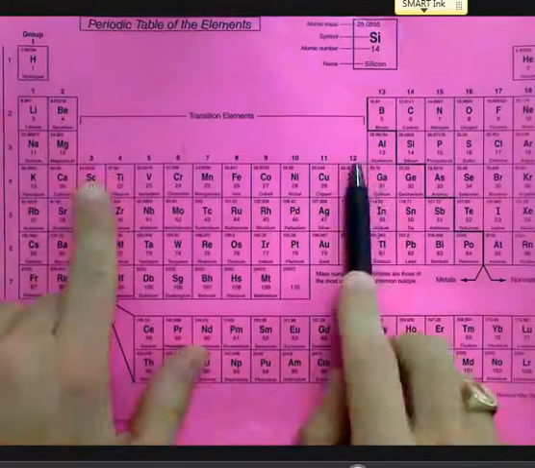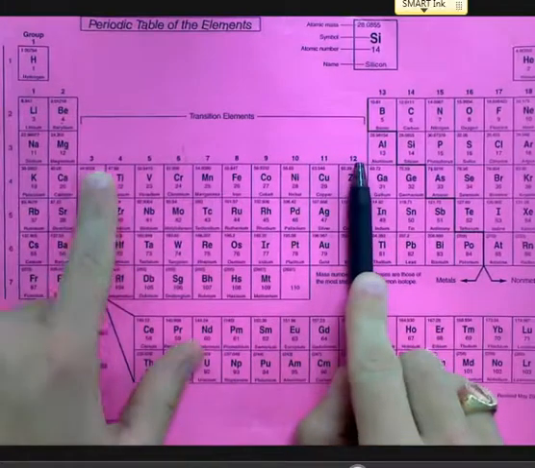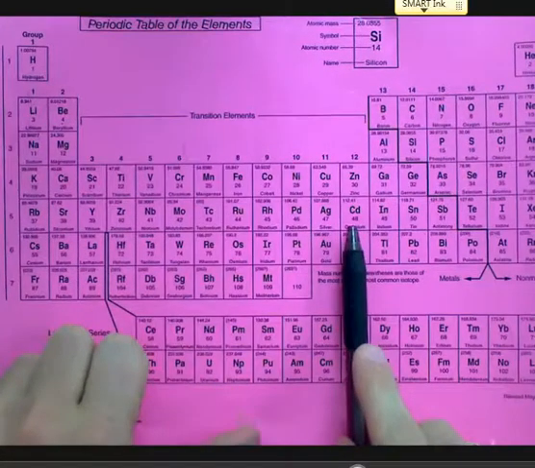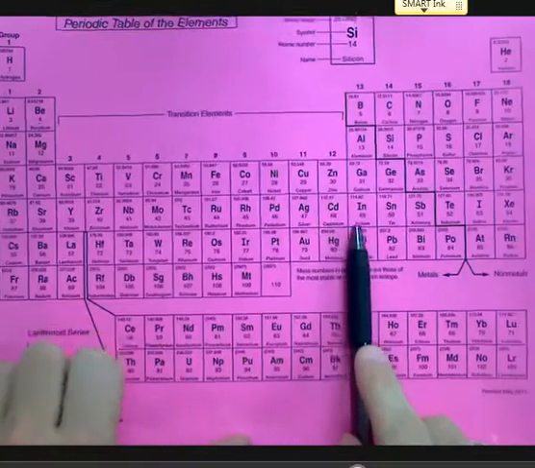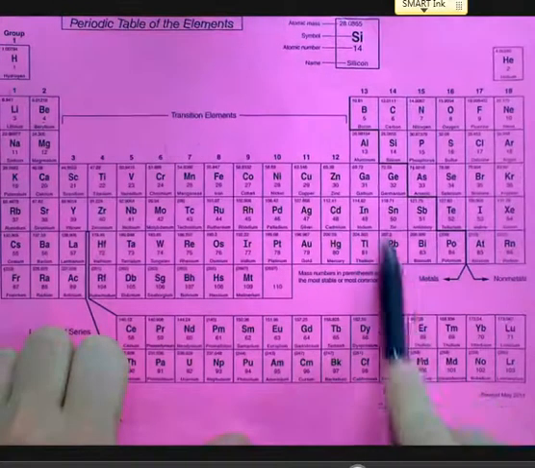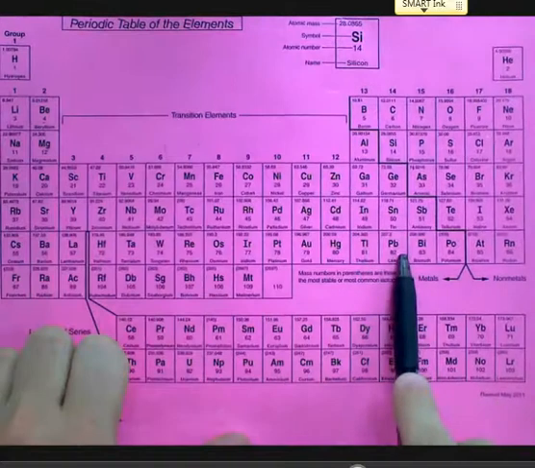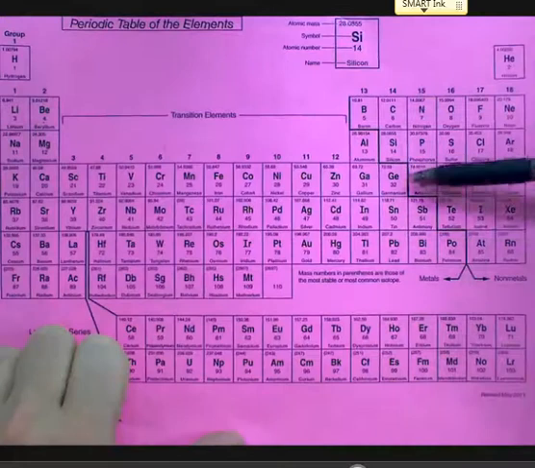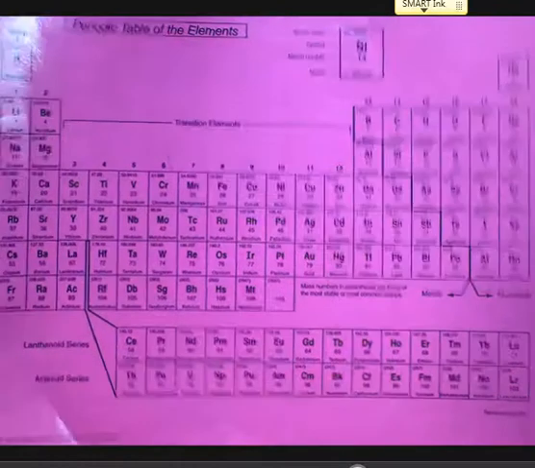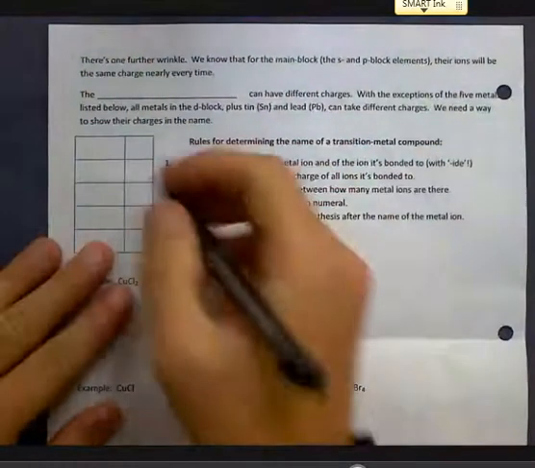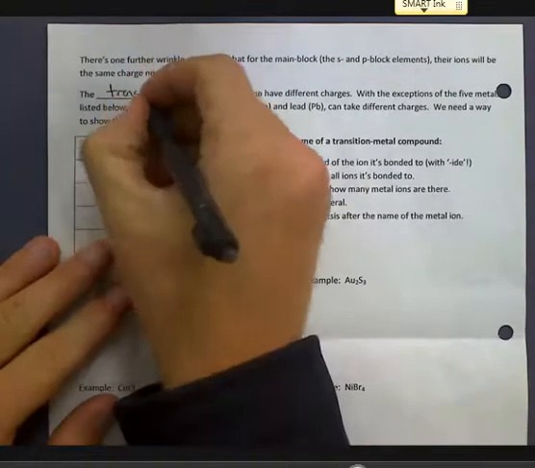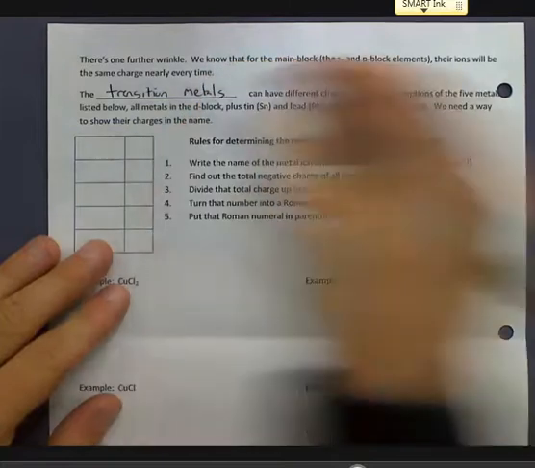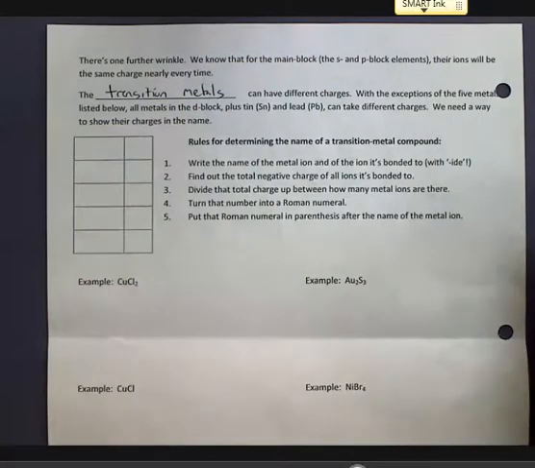The elements between here and here are not quite as neat and orderly as the main block elements. And we'll include a couple of the ones over here, especially tin and lead. They're really not all that well behaved. They don't act like carbon and silicon like they should. So, transition metals can all have different charges, which makes things a little bit difficult when we're trying to write some formulas or determine even the name.